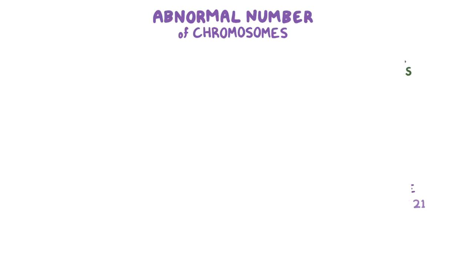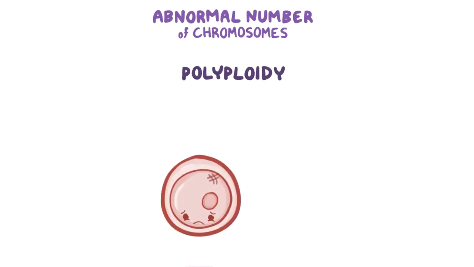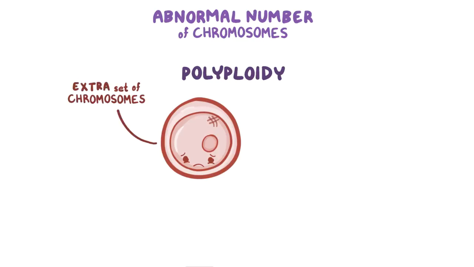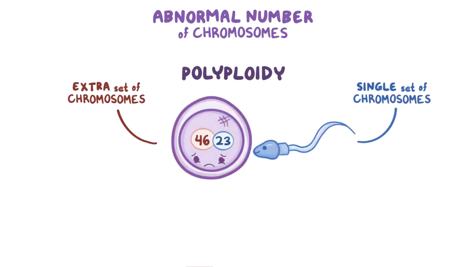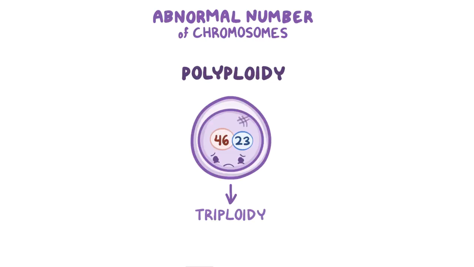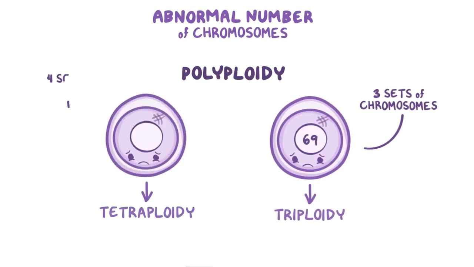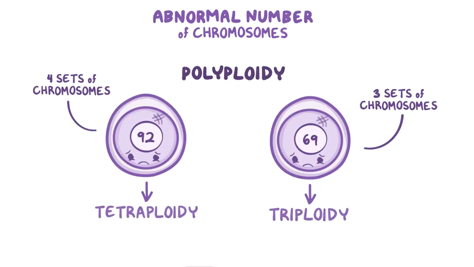Another kind of number abnormality is polyploidy, which is when a gamete starts out with an extra set of chromosomes. For example, an egg might have an extra set of chromosomes, so 2 sets or 46 chromosomes in total, and a sperm might have a single set of chromosomes, so 23 chromosomes. When they meet, the result would be triploidy, meaning that the resulting zygote has 3 sets of chromosomes, or 69 in total. If there's tetraploidy, it means that there are 4 sets, or 92 chromosomes in total. Triploidy and tetraploidy are examples of polyploidy, and they're not compatible with life.